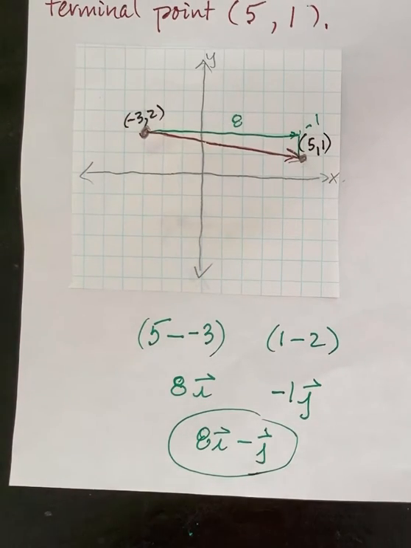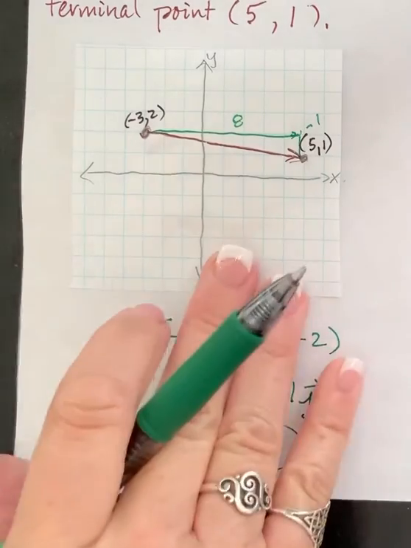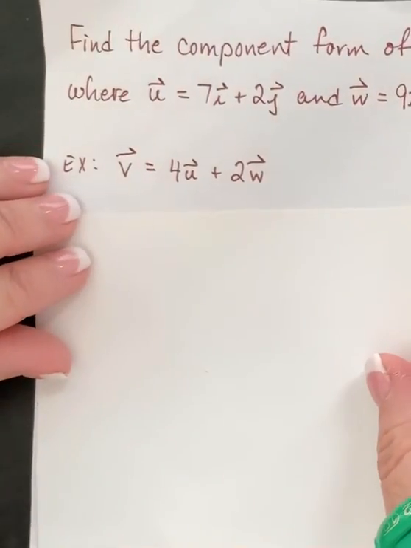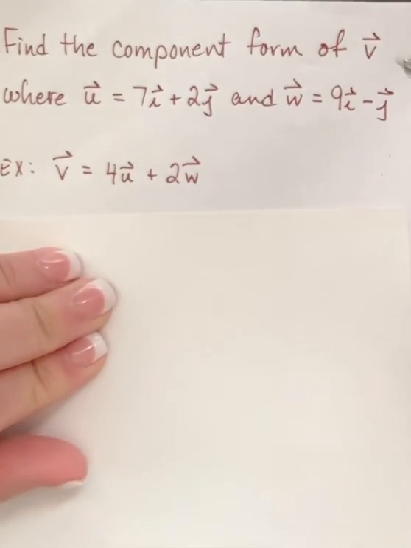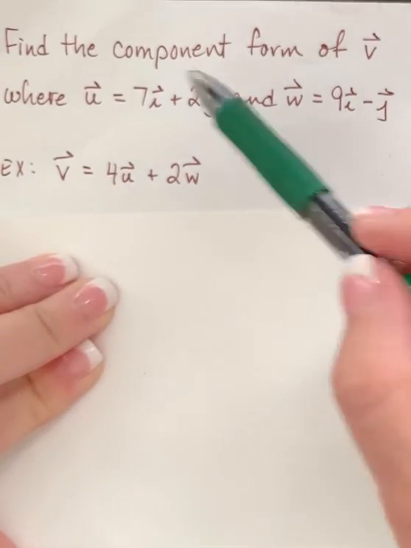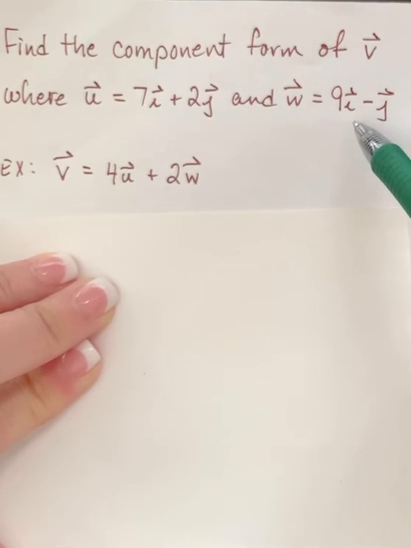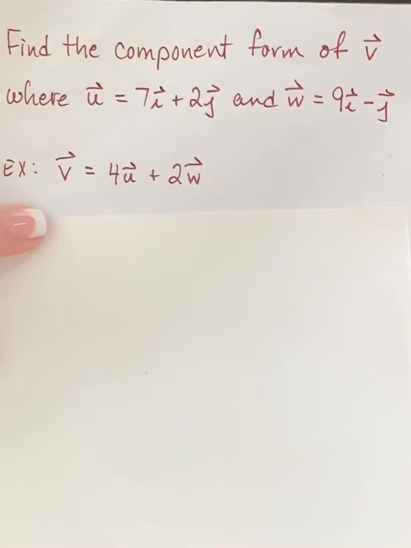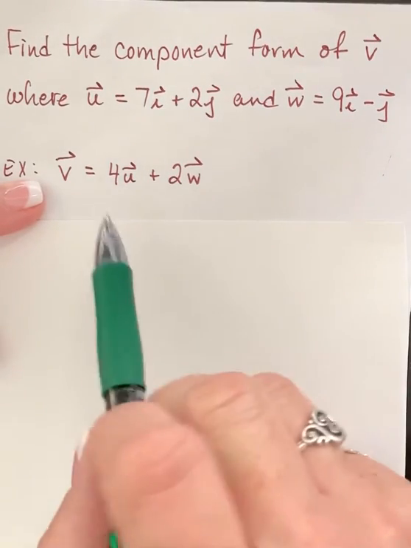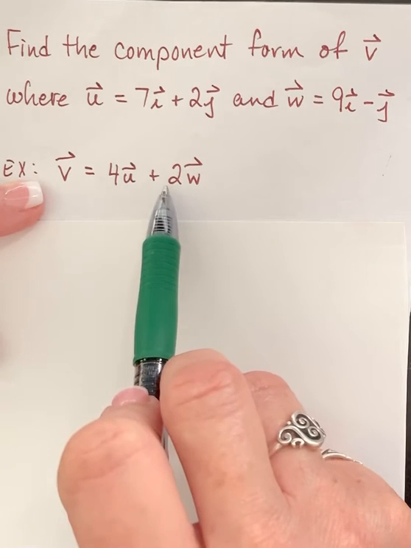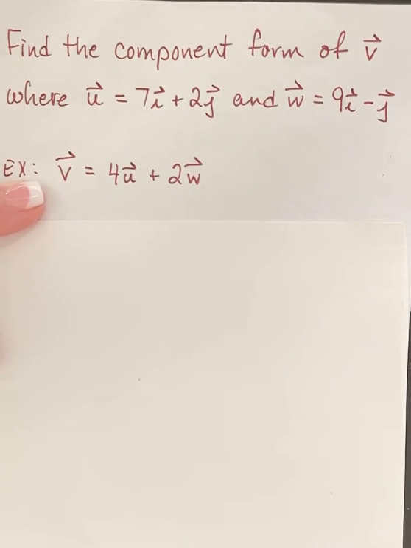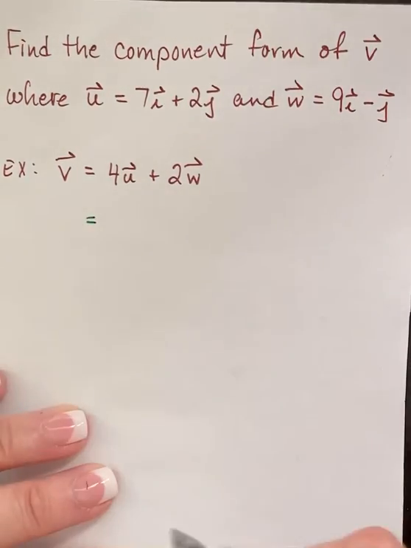And one more type of question that you'll see. Find the component form of vector v, where vector u is 7i plus 2j, and vector w is 9i minus j. And here's our description of vector v, that it is 4 times vector u plus 2 times vector w. Okay, you could work this in component form, or you can leave it in the ij form. It will not matter. So let's just leave it in the ij form.